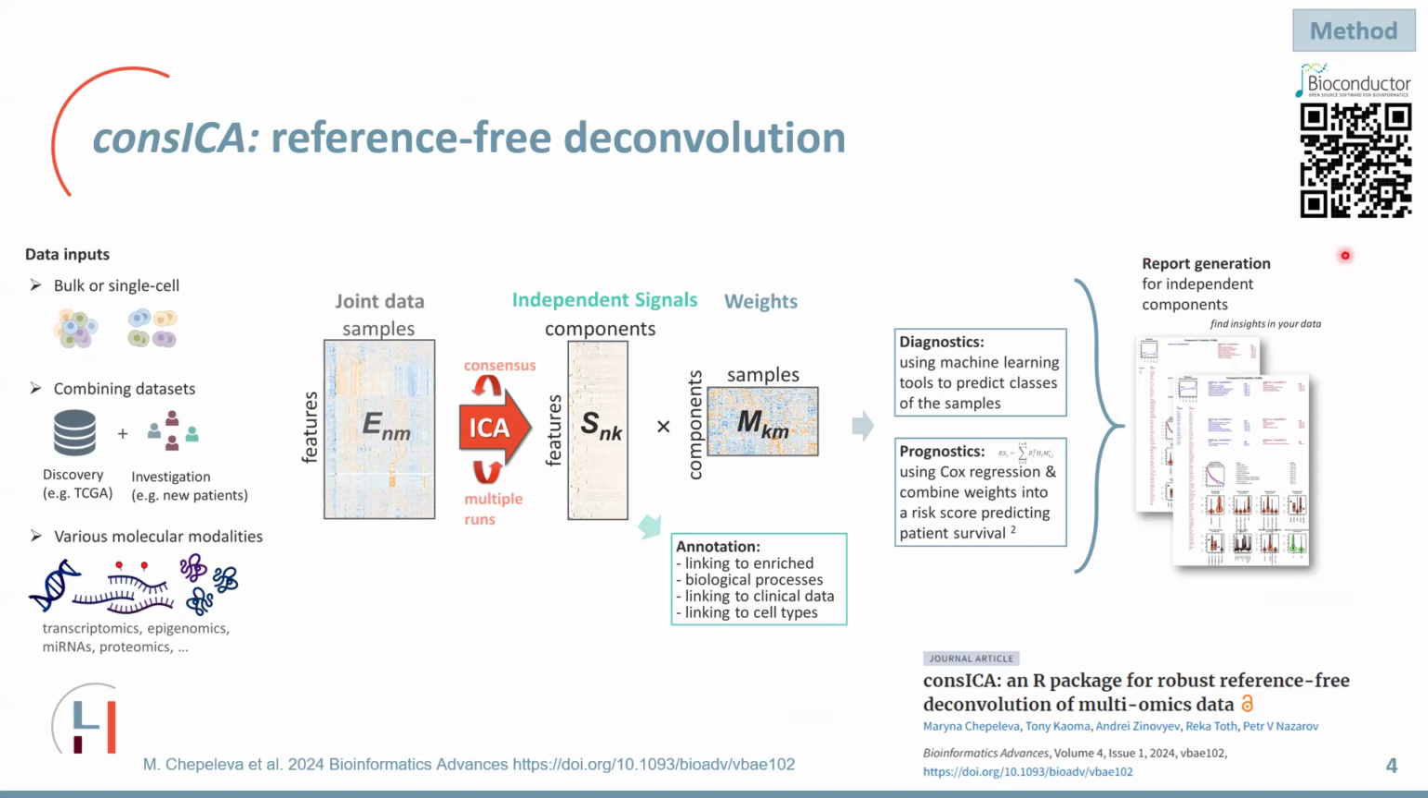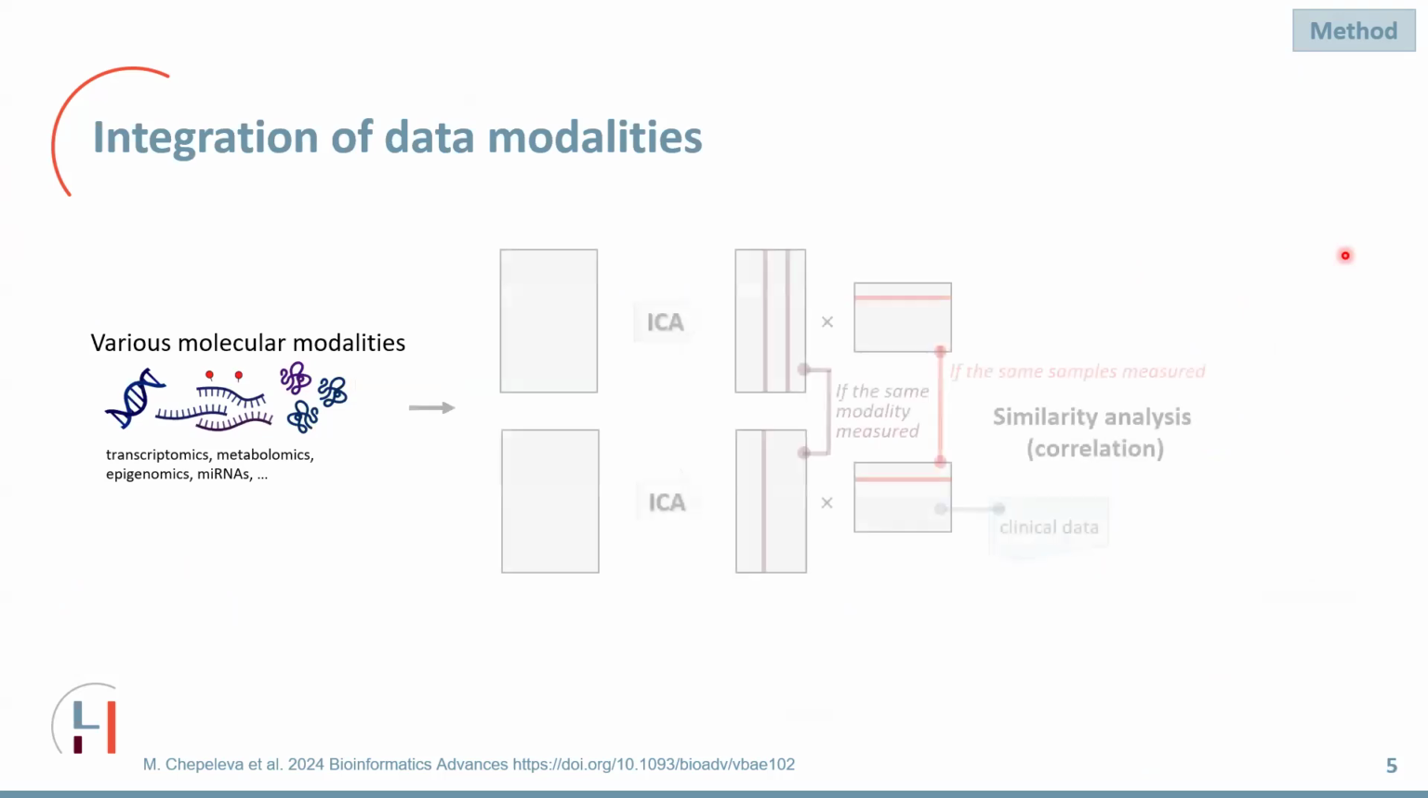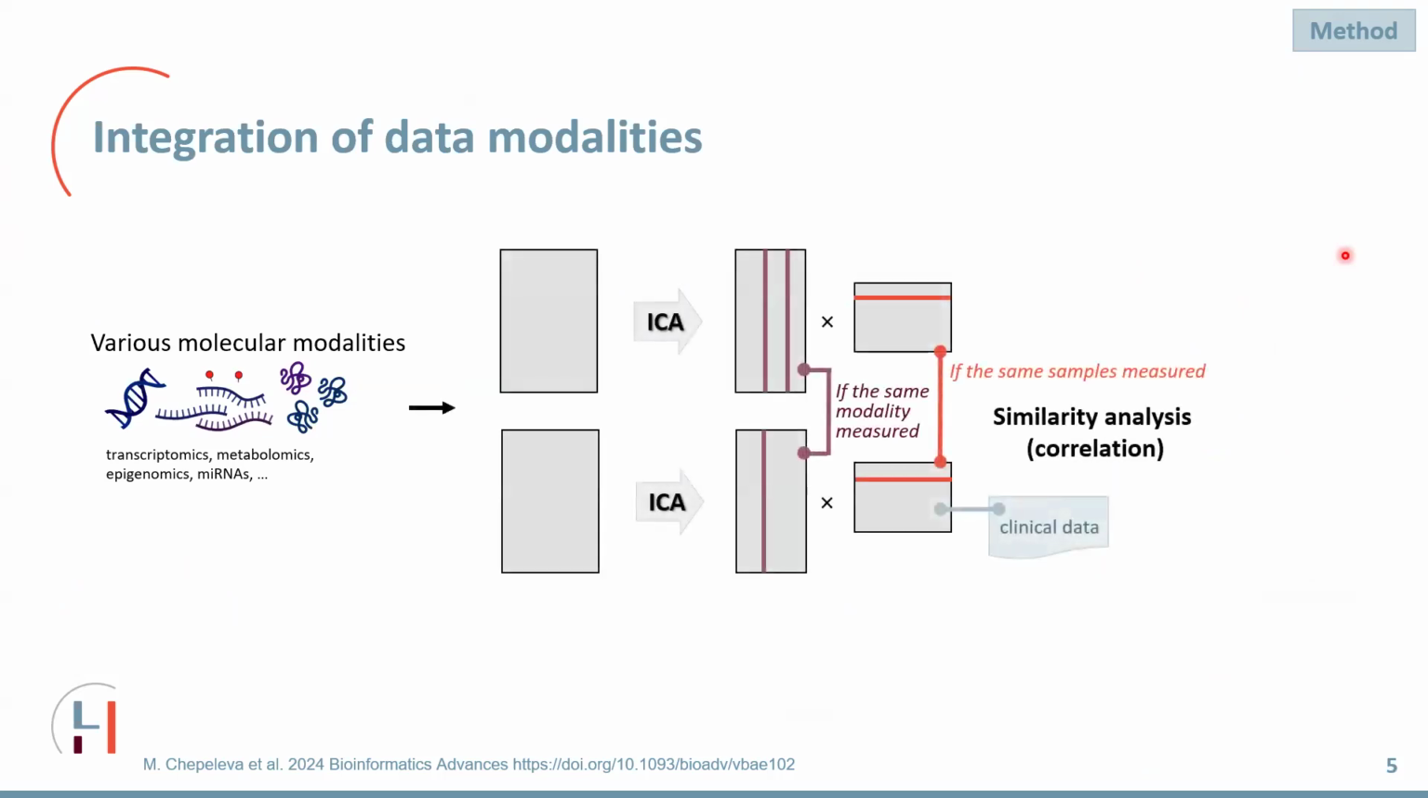And we also added automatic report generation for each component, which gives you a quick opportunity to understand what hidden signals and hidden dependencies you have in your data. For data integration, we propose to separately deconvolve your data modalities with ICA, and then, using simultaneous analysis, compare the weight matrices or the signal matrices to see which dependencies we have.